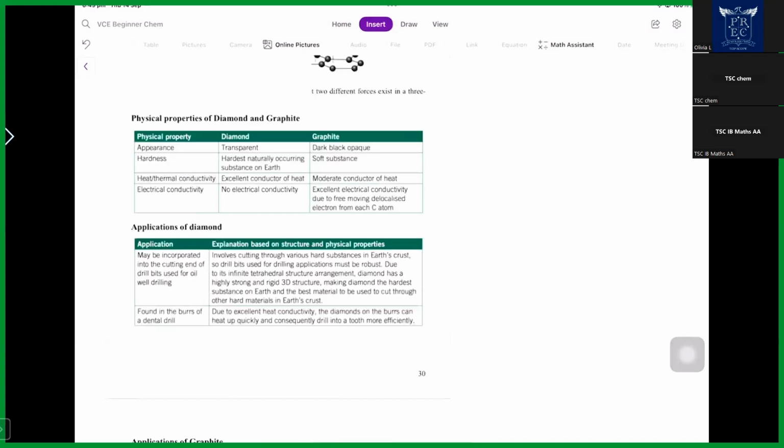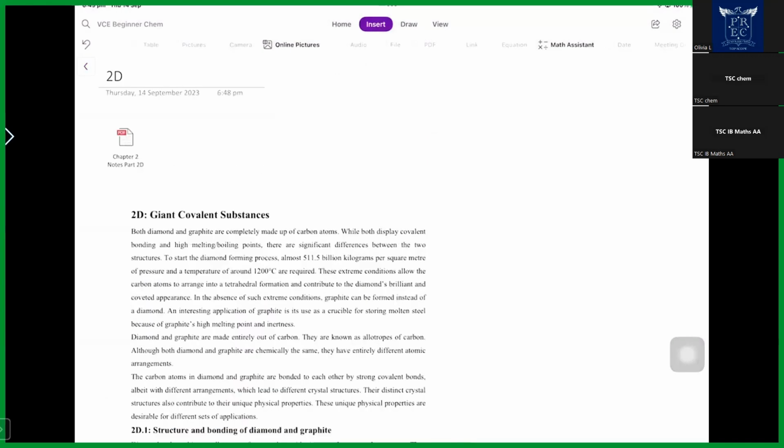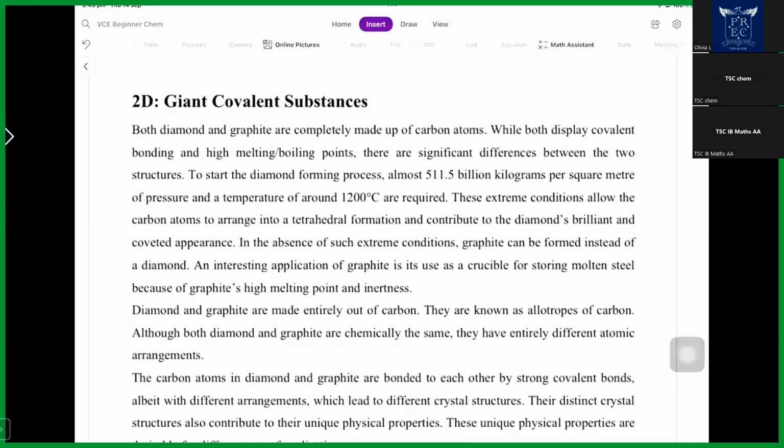Okay, the next part, which is also the last part that we are going to look at, is what we call giant covalent substance. Covalent compounds are formed between what and what? Non-metals and non-metals. All of you have this? I gave you last week, 2D. They form between non-metals and non-metals. They form by sharing of electrons between them.